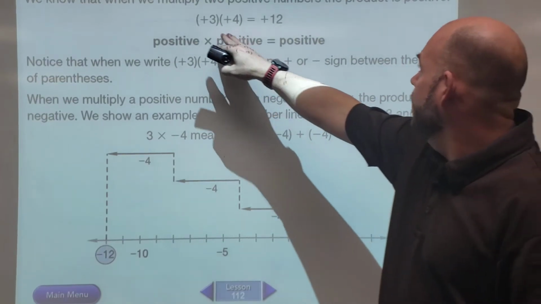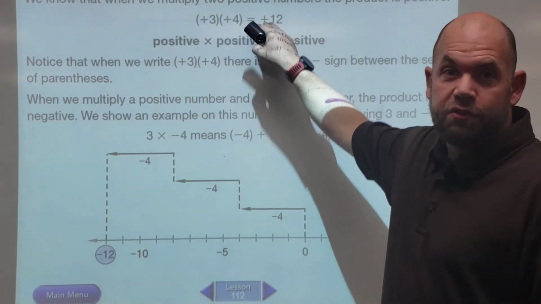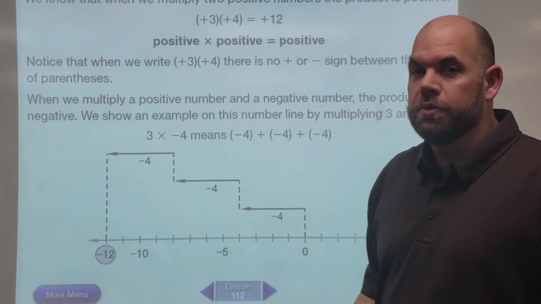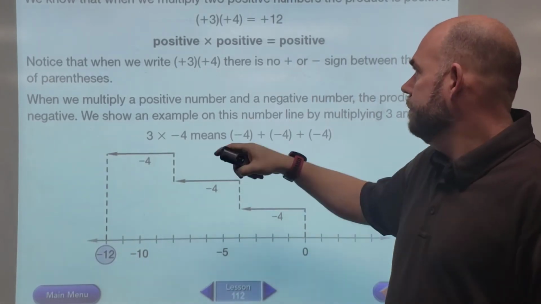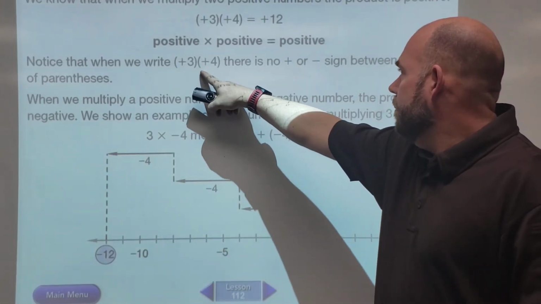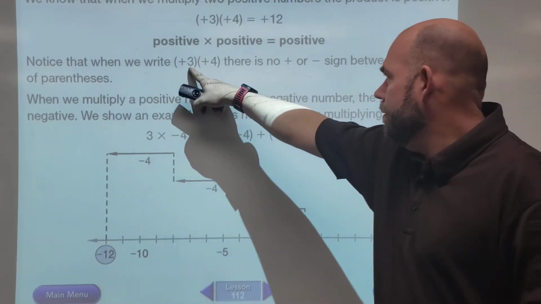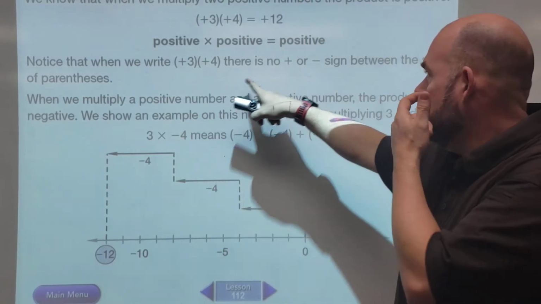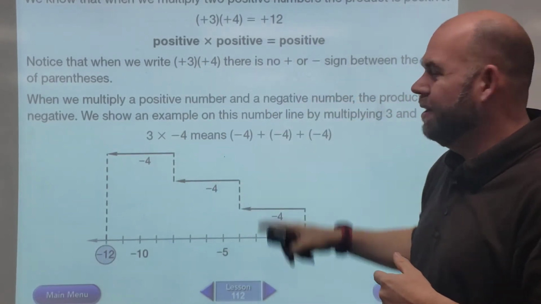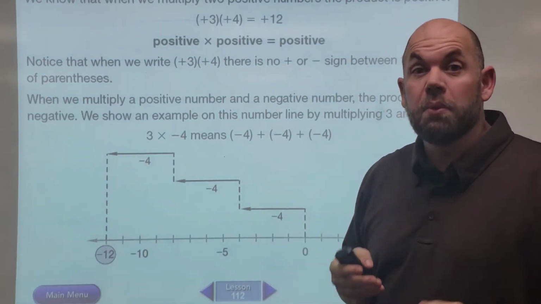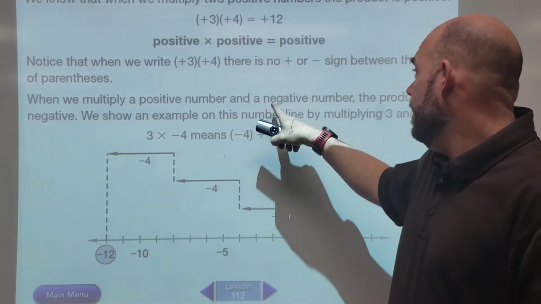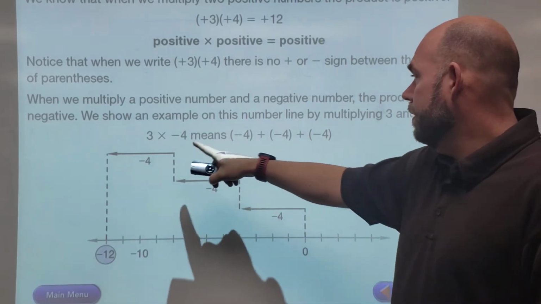So we know when we multiply two positive numbers, the answer is positive. That's most of the problems we do. It's a positive and a positive, right? When we write positive 3 and positive 4, there's no plus or minus sign written. When it's positive, we don't have to write it. When it's negative, we do. When we have a positive and a negative, the product's going to be negative.